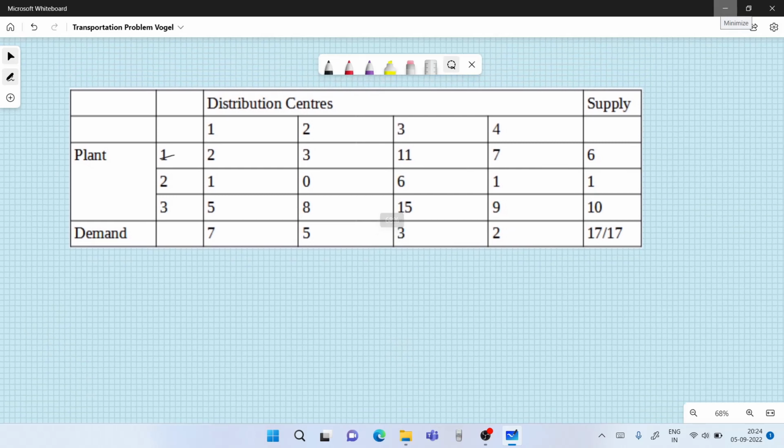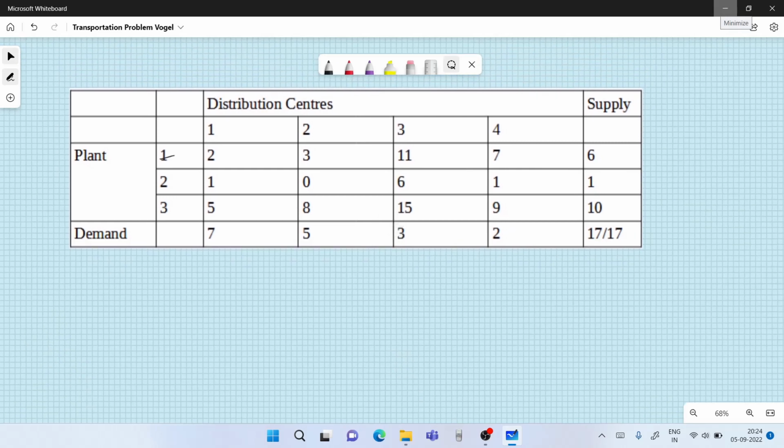With the table in our sights, now let's understand the concept behind the Vogel's approximation method. In Vogel's approximation, what we do is calculate the cost penalty in each row and each column. Now, what is a cost penalty? A cost penalty is the difference between the second lowest entry in a row or column and the least entry. So, for an example, let's take row number 1.